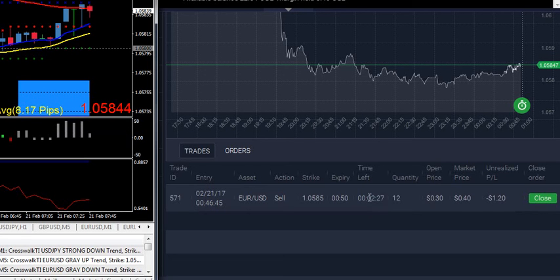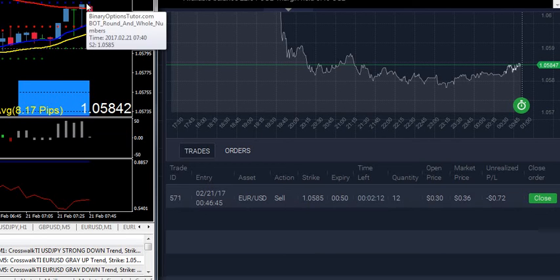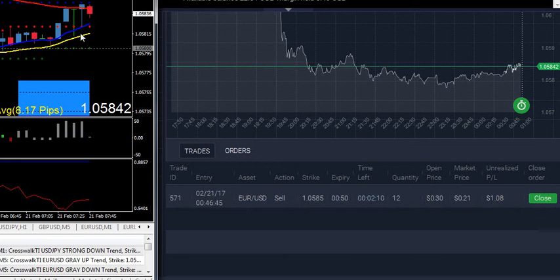Okay, right now I've got a trade on the Cantor Exchange. I'm selling Euro USD at 0.585. You can see there's a pivot point right there at that number.